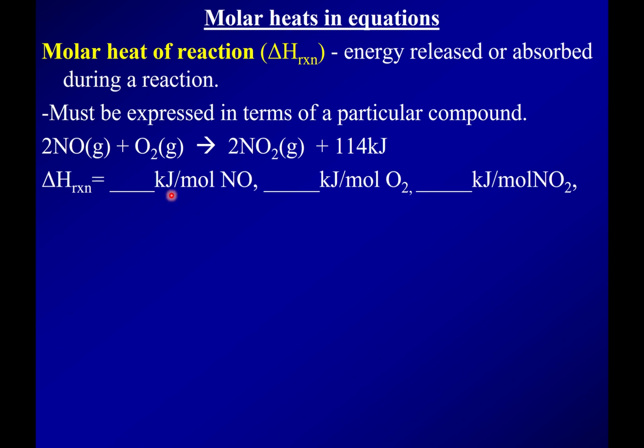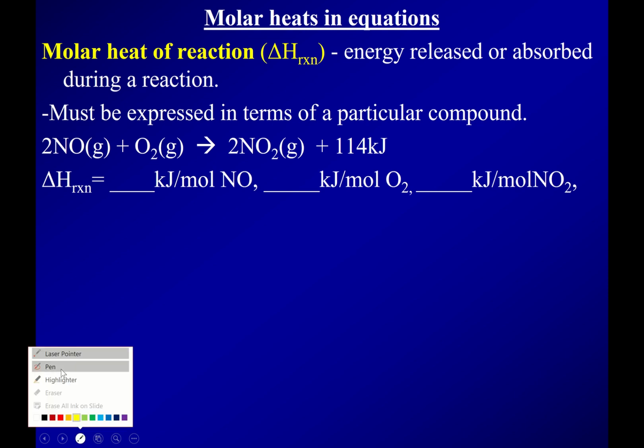So let's go ahead and do the delta H of reaction. We can actually do it for each of the 3 compounds. So really they have to tell you which compound to do it for. So this one tells you take kilojoules divided by moles of NO. Okay, well, where do we have kilojoules? Well, right here, 114 kilojoules. And we're going to go ahead and divide it by how many moles? 2 moles of NO. Okay, go ahead.